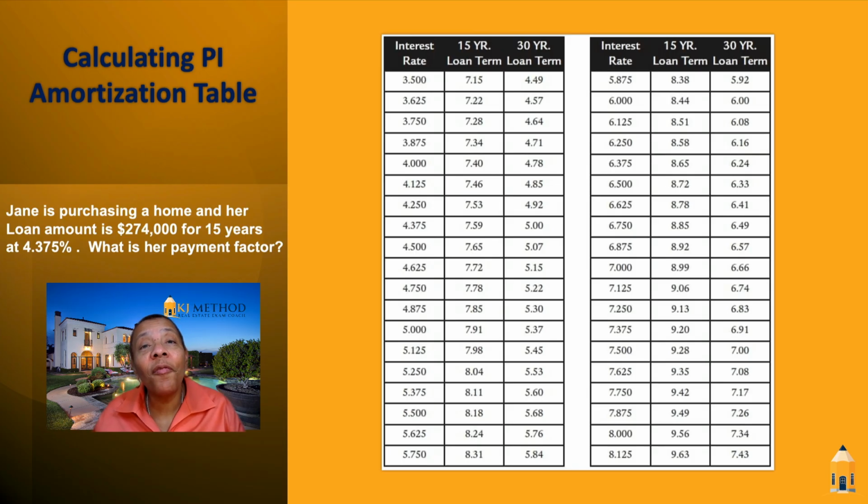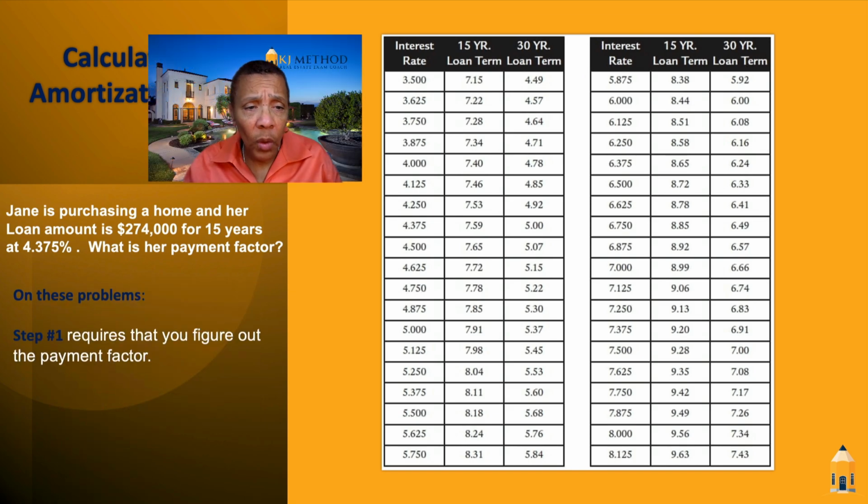Now, payment factor is the number that we use to help us figure out what Jane's monthly principal and interest payment is going to be. So let's take a look. You'll get a chart like this typically on the real estate exam. On these problems, we have to figure out the payment factor. Sometimes they give it to you. Sometimes they give you a chart that looks exactly like this, and you're like, whoa, what is that chart? We're going to make it easier now.